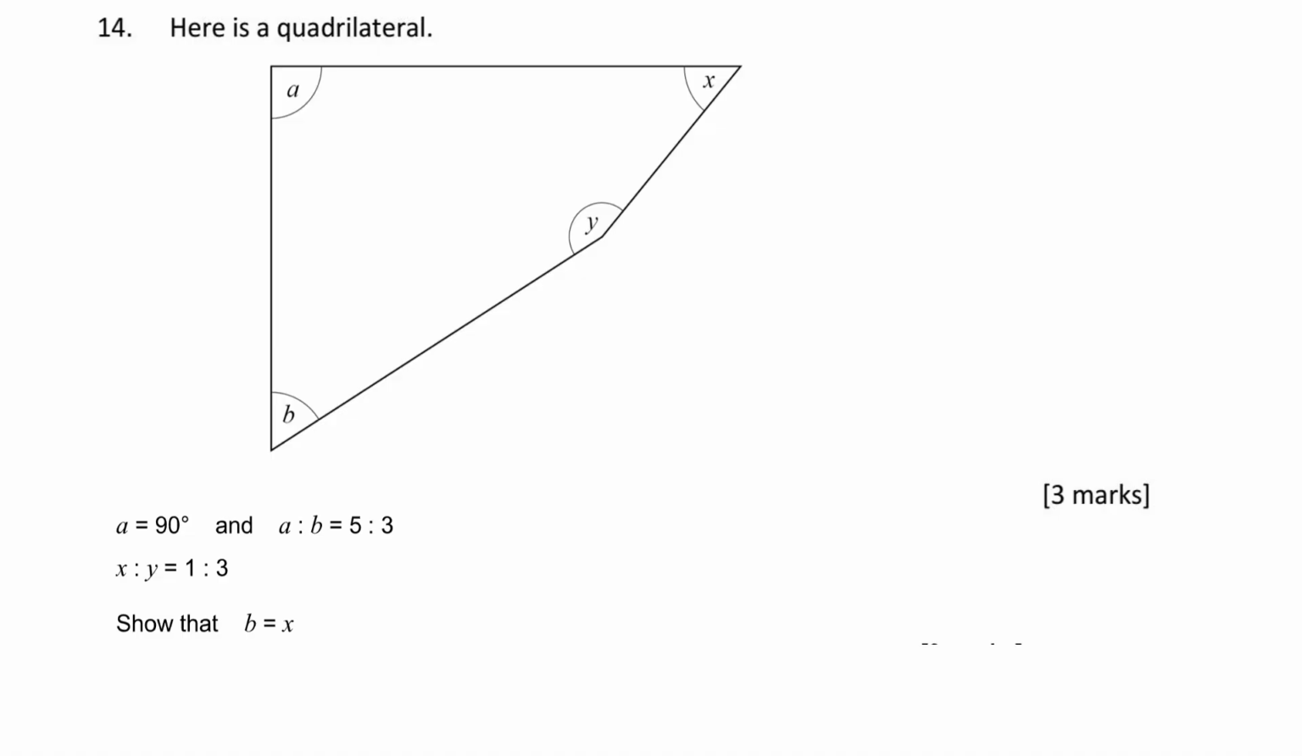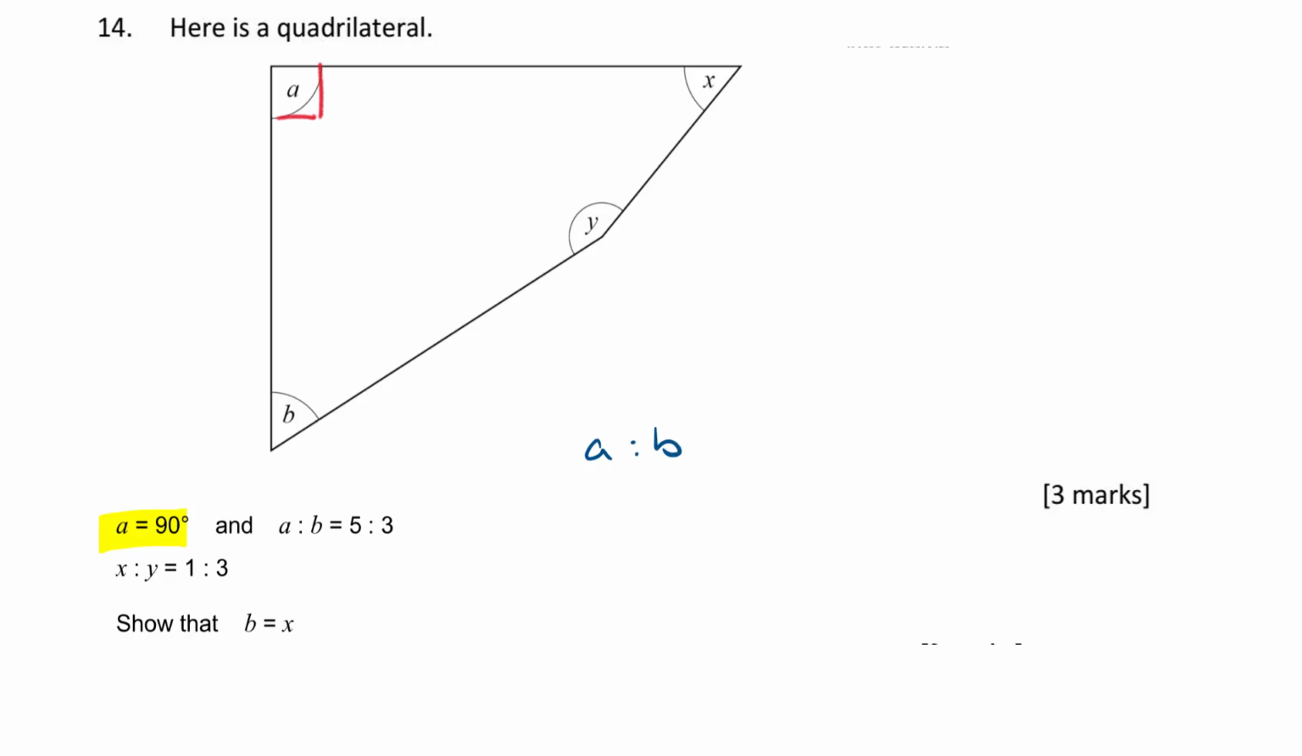Question 14. Here is a quadrilateral which is not drawn to scale. Underneath we've got some more information about this quadrilateral. We're told that A is 90. So it's good to read through this stuff down here, because sometimes it isn't marked on the diagram. In this case it isn't. So A is 90. Means that that angle there is actually a right angle, and the A to B is equal to 5 to 3.